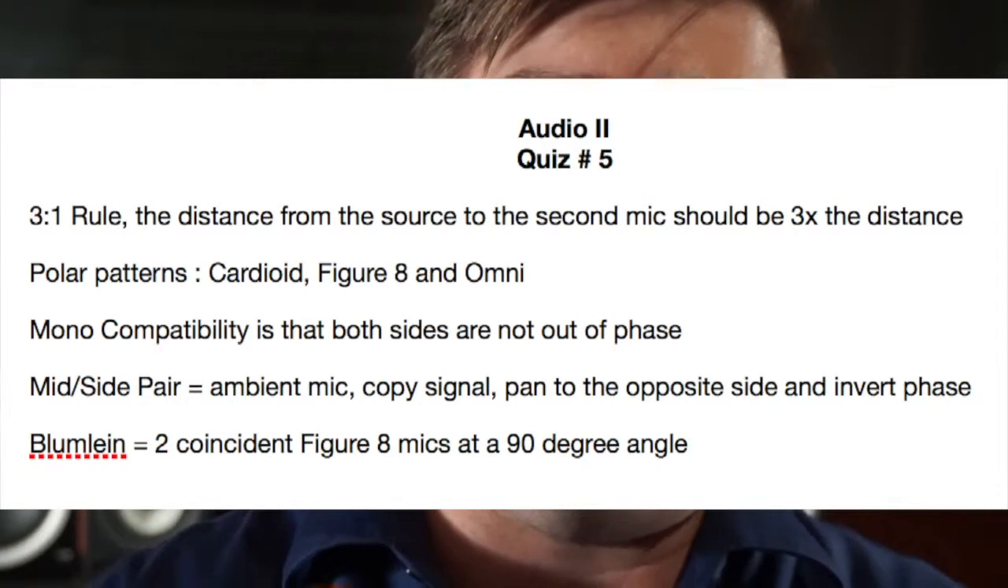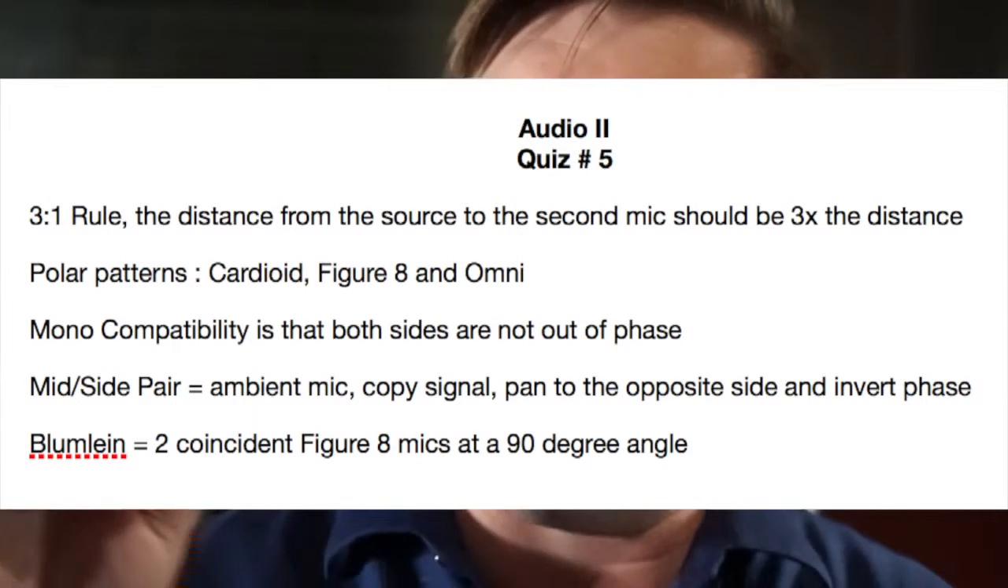So, if you have 1 microphone that is a foot away from the snare drum, you want the overhead mic to be more than 3 feet away from the snare drum. And I'm sure we talked a lot more about that. But 3-to-1 rule: the distance between 2 microphones to the sound source.